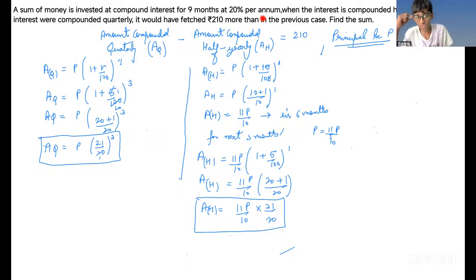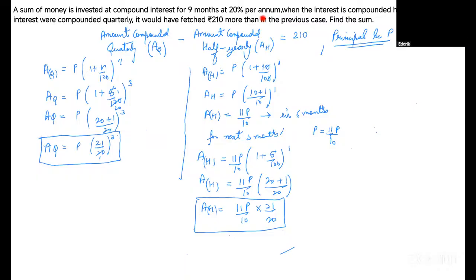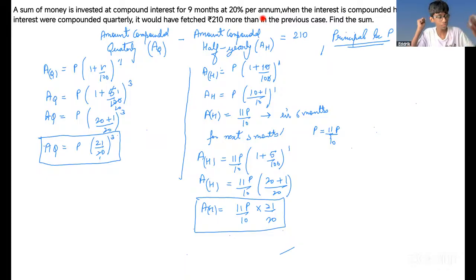So for AQ, it is easy to calculate the principal, but for AH, first we need to do it half yearly. Then for the next 3 months, what do we have to do? We have to do it for the quarterly, because now only 3 months is left. It's not 6 months. Now we have to calculate it for the quarterly one.